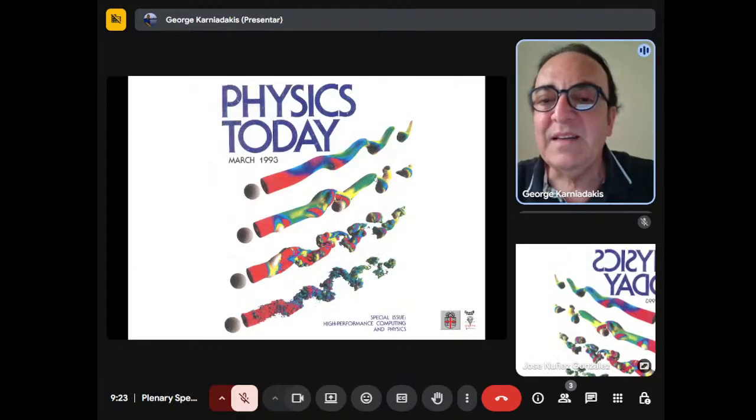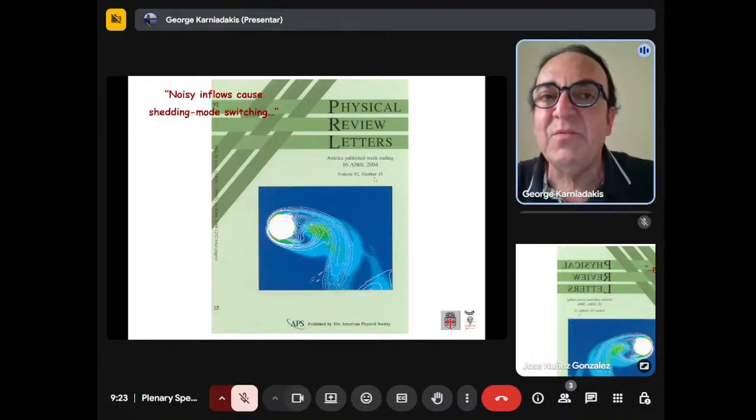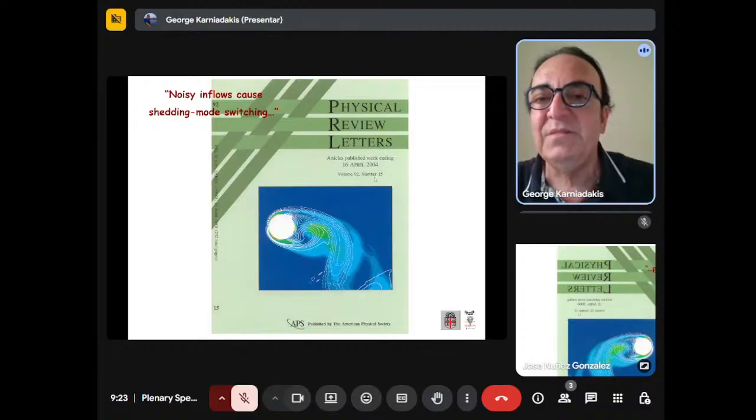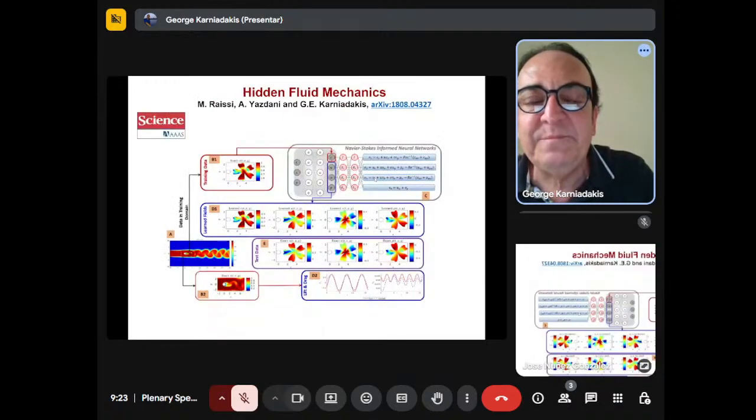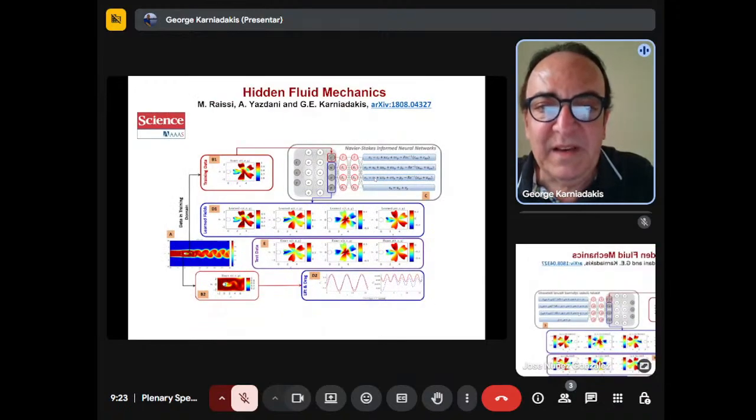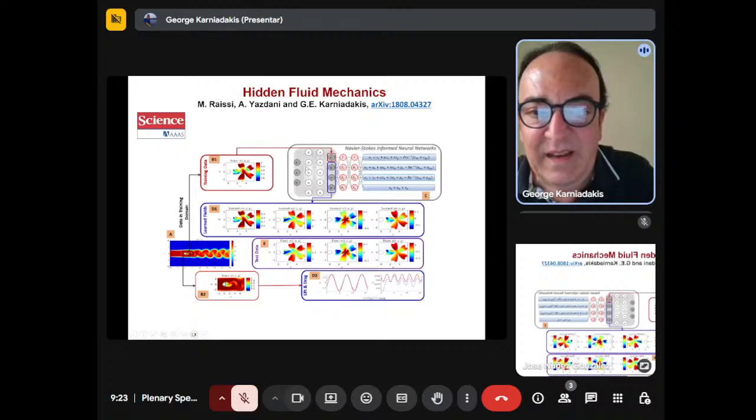So as I said, this is a flow that I have studied a lot. Ten years later, after this, I have another cover. And another 10 years later, we have another cover when we were looking at Physical Review Letters, when we were looking at noise in flows. And now we are studying it again. And so this work was published again in Science.